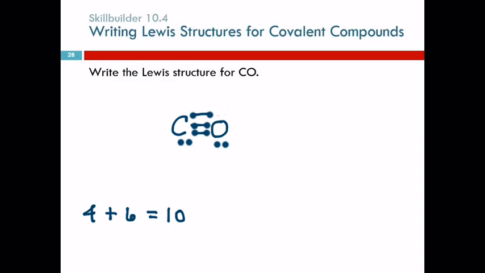Yay! Now, that looks kind of messy, so do your little scribblings and then draw it out nice. Carbon, triple bond with oxygen, and then they each have 1 lone pair. And that's how carbon monoxide is a compound.